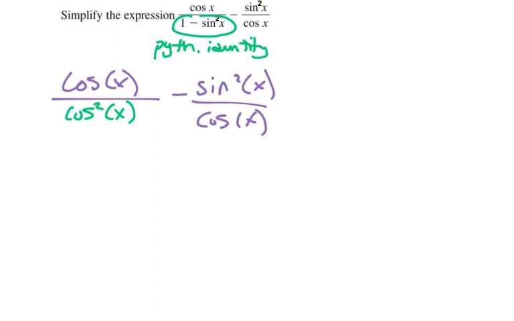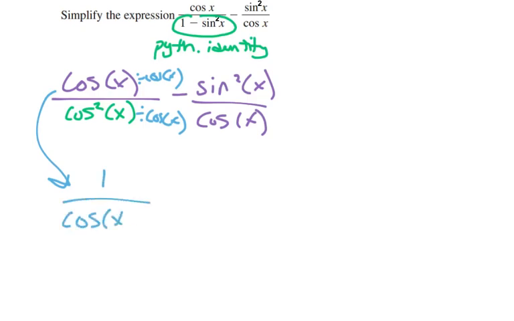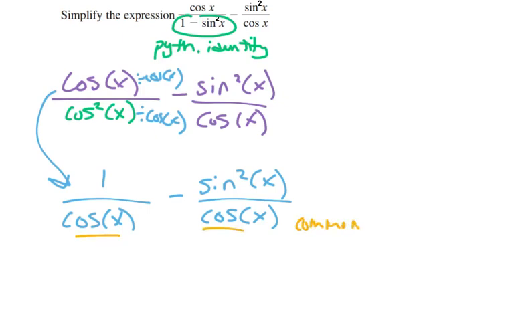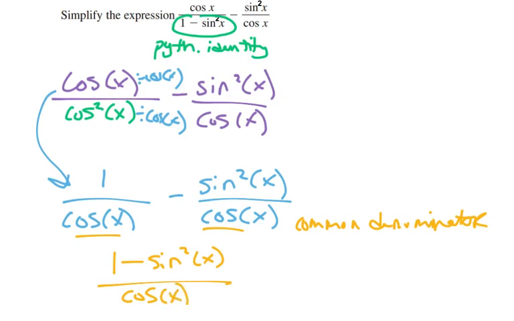Alright, so hopefully you can see on the left side that cosine over cosine might actually cancel a little bit. So if we reduce both of these by a cosine of x, we're going to have 1 over cosine on the bottom, minus sine squared of x and cosine of x. And so because they have a common denominator, yay fractions, we can make this all one story of 1 minus sine squared of x over cosine of x.